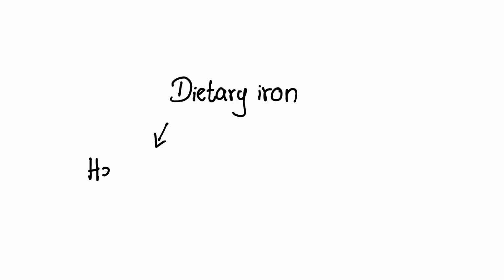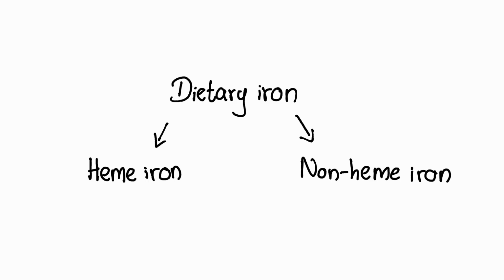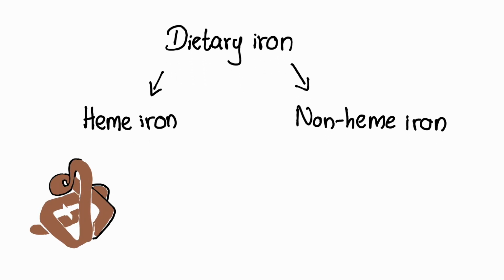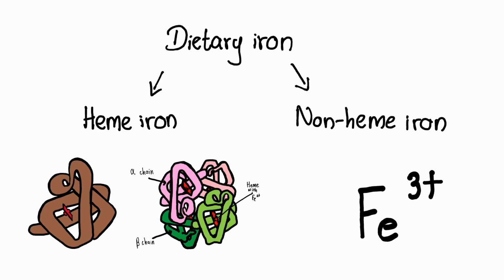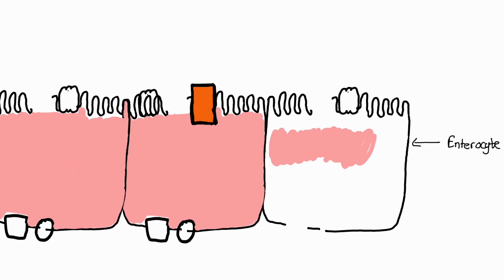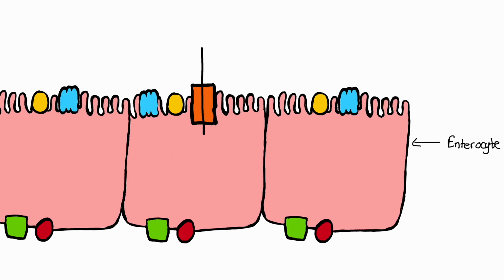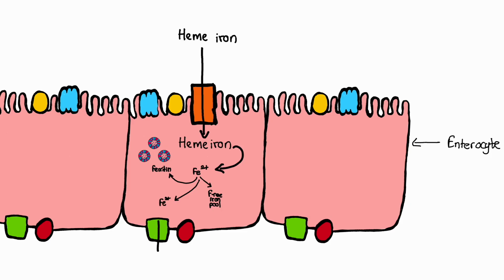Dietary iron enters the body in two major forms: heme iron derived from hemoglobin and myoglobin in animal products, and non-heme iron, found mainly in plant-based foods and iron-fortified products. Heme iron is absorbed more efficiently through transporters such as heme carrier protein 1. This is found in the duodenum. After heme iron enters, iron is released from the porphyrin ring inside the enterocyte. The enterocyte is the word that we use to call a cell in the GI tract.